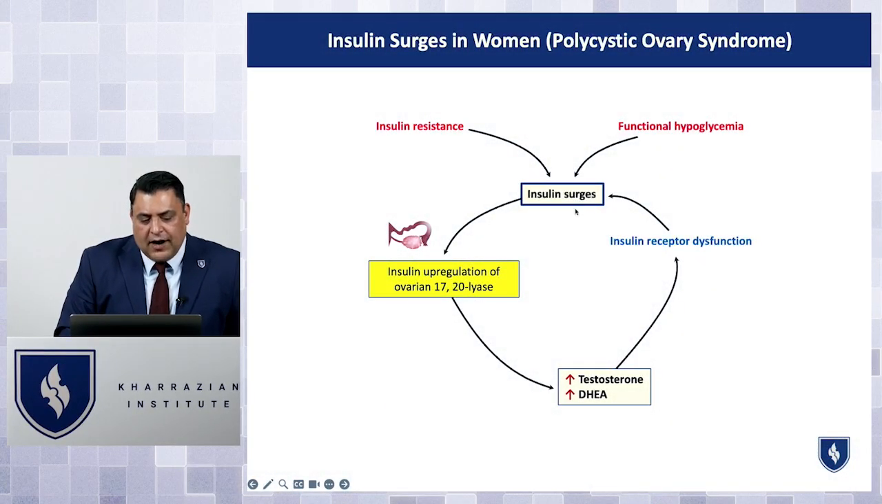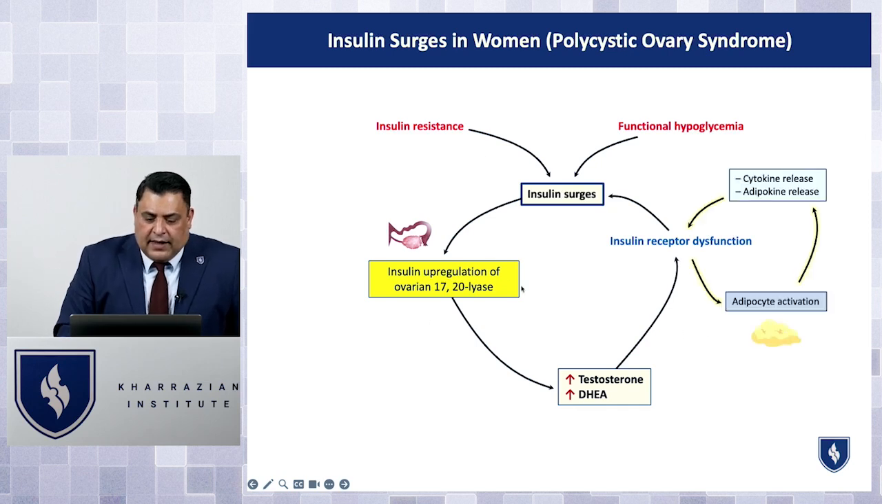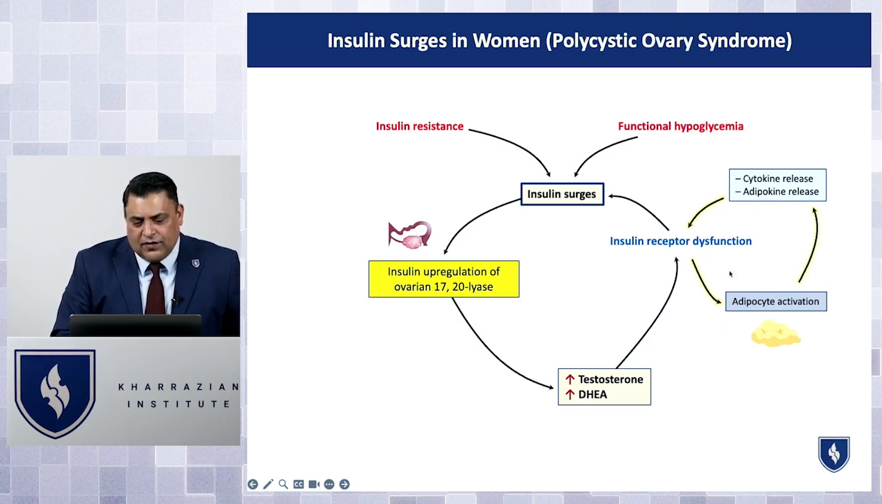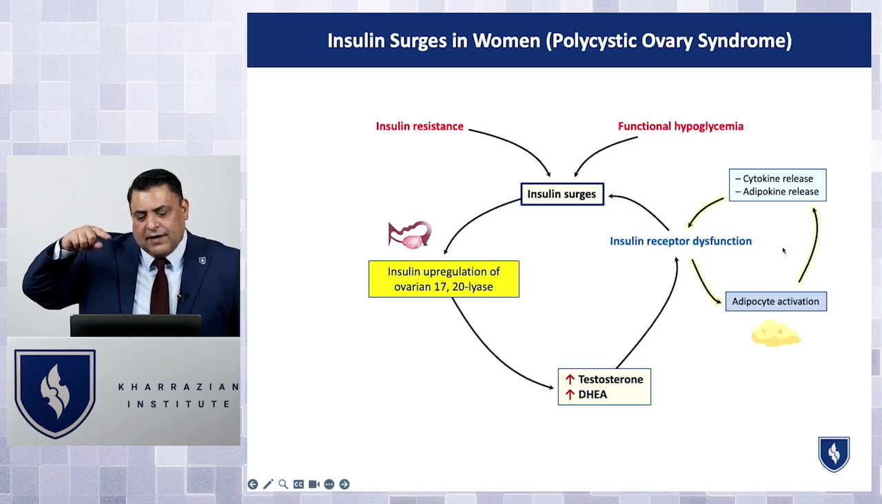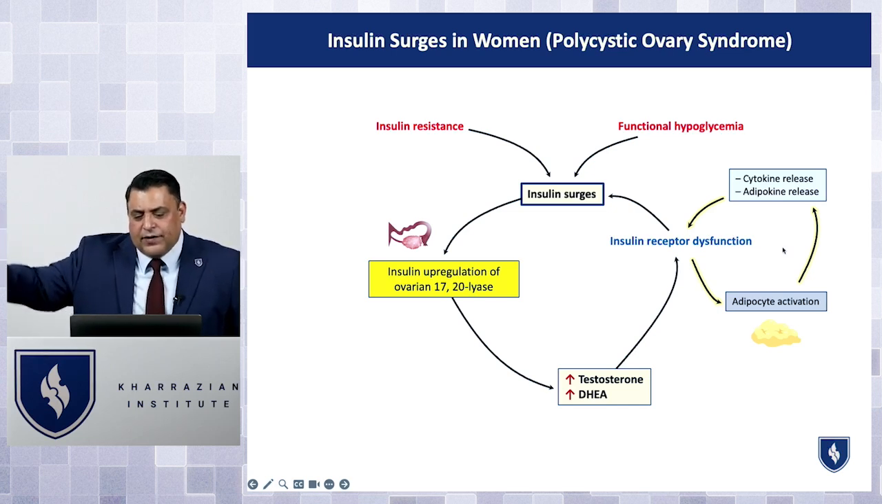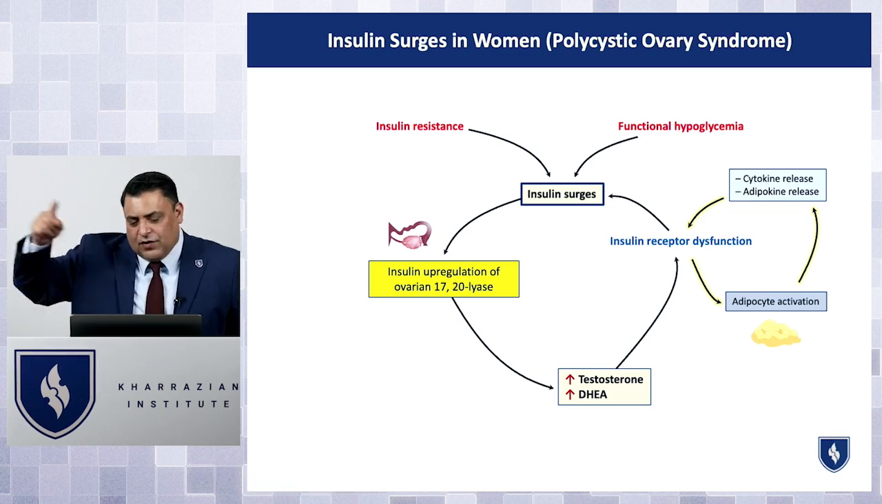Anyways, either underweight or normal weight hypoglycemic patients get these insulin surge patterns that upregulate an enzyme in the thecal cells of the ovaries called 17,20 lyase. That causes testosterone and DHEA levels to go up. And as women have their testosterone levels go up, that causes further insulin receptor site dysfunction, greater insulin resistance, and creates a vicious cycle. And then the greater adipocyte activity they have, the more inflammation they have, the more body fat they have, the worse this gets. So this is why, when someone has PCOS, as they develop more and more body fat over time, the vicious cycle gets much, much harder to break.